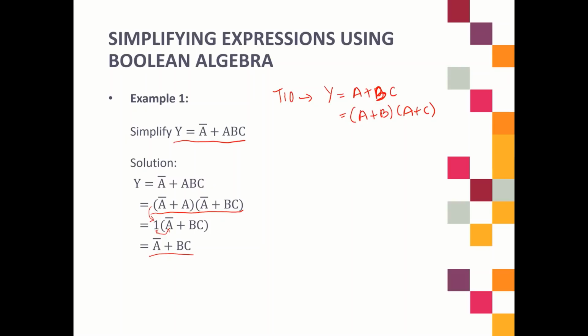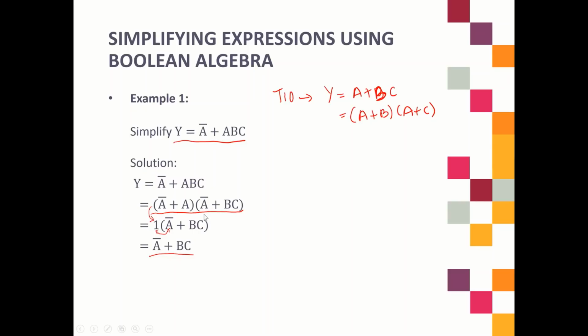For this example, it shows you that when you start with theorem 10, it comes along together with another two theorems: A bar plus A equals 1, and 1 times A bar plus BC. So your last answer will be A bar plus BC.